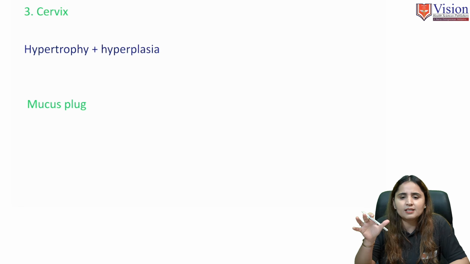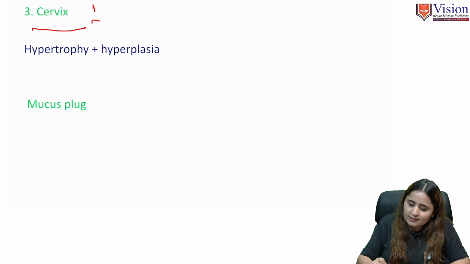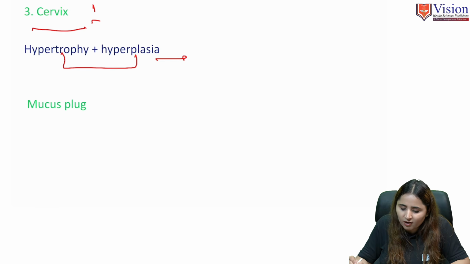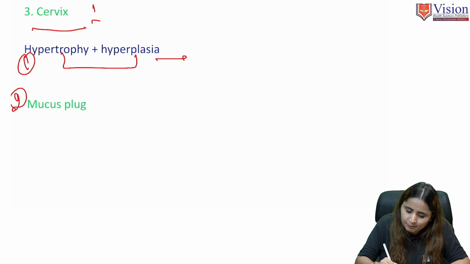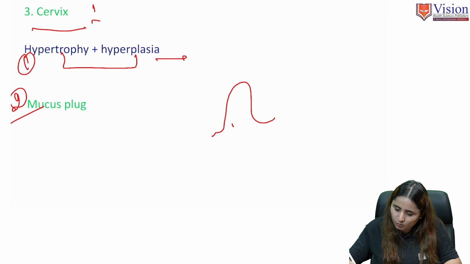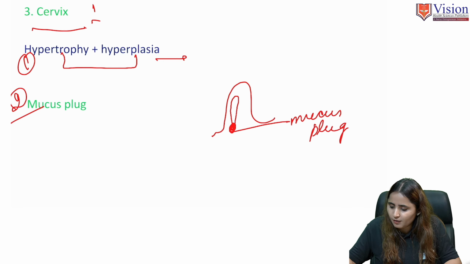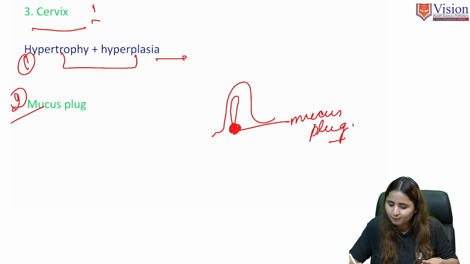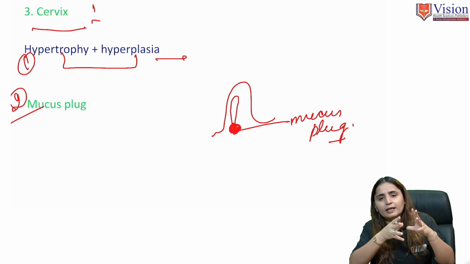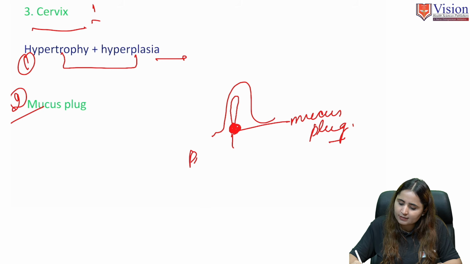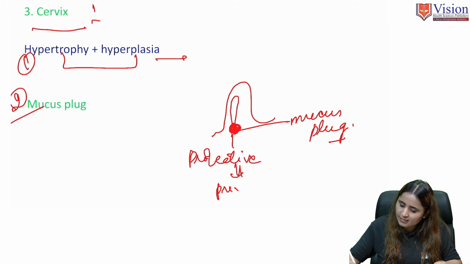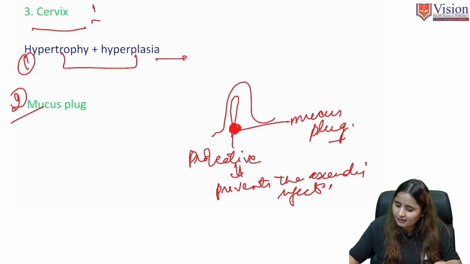And the third is changes in the cervix. In the cervix there is hypertrophy and hyperplasia. And another change which happens in the cervix is, see, this is the uterus and this is the mucus plug. So there is a mucus plug which closes the mouth of the internal os, like I have drawn here in the diagram. Actually, this mucus plug is protective. How is it protective? It prevents ascending infection.